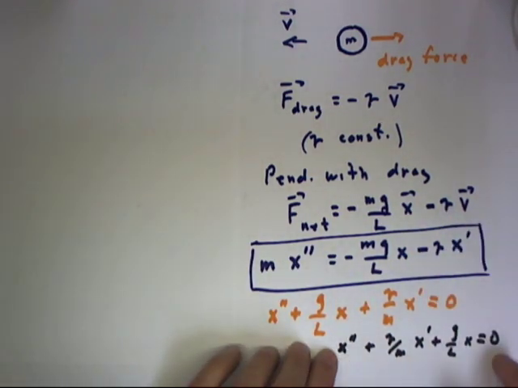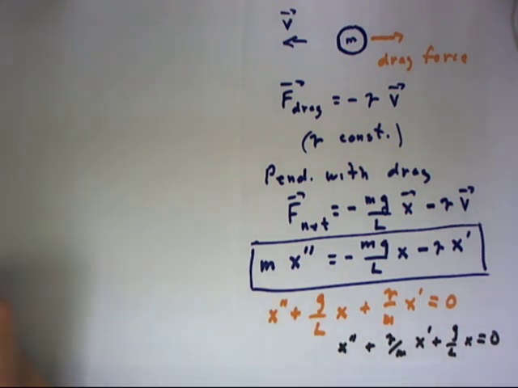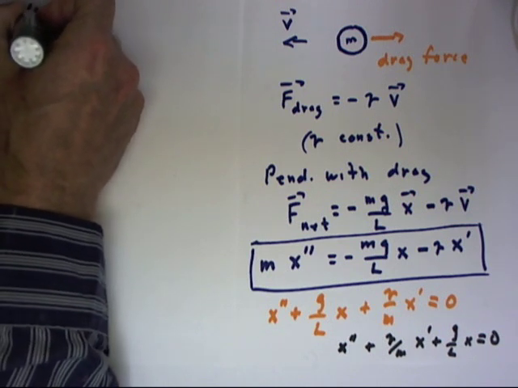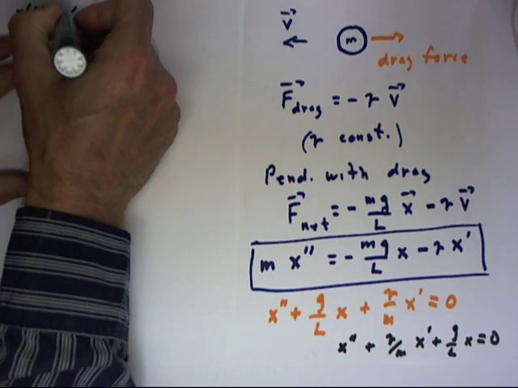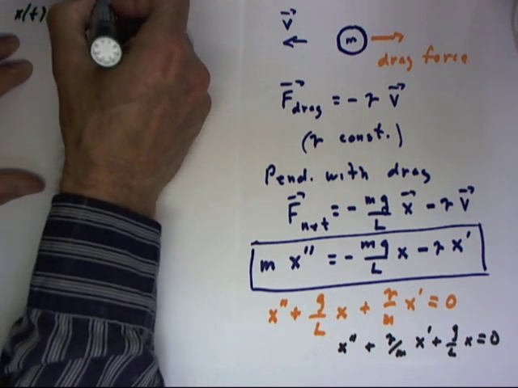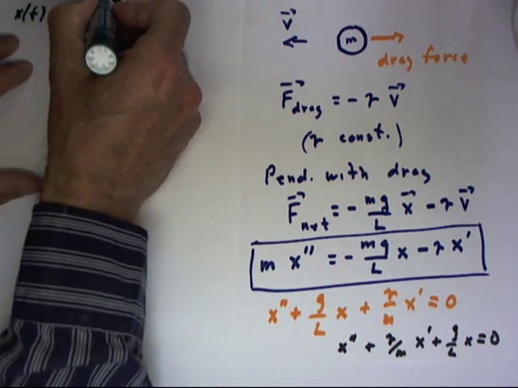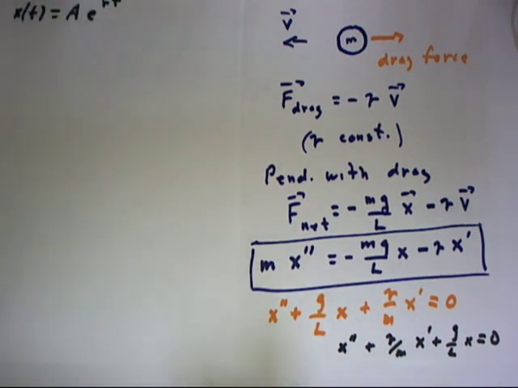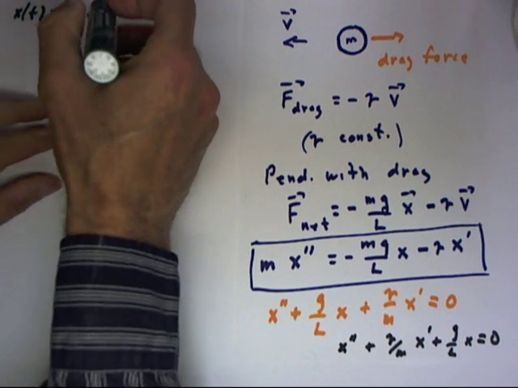We want to solve this equation. We're going to use a strategy just the same as we've used before. We're going to let x of t equal a e to the rt. I'm using r in this case instead of k simply because r is more standard for this notation.